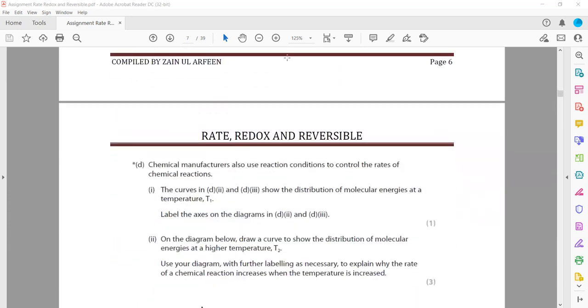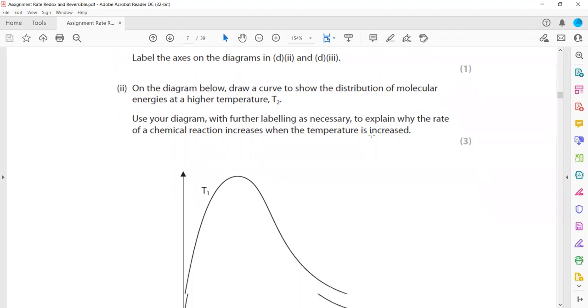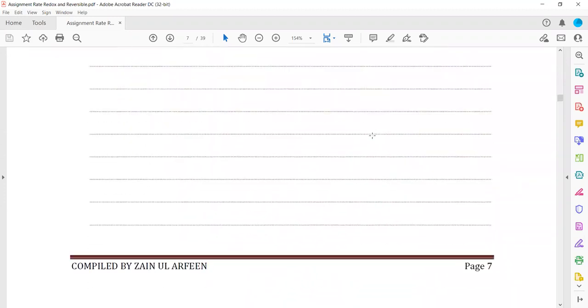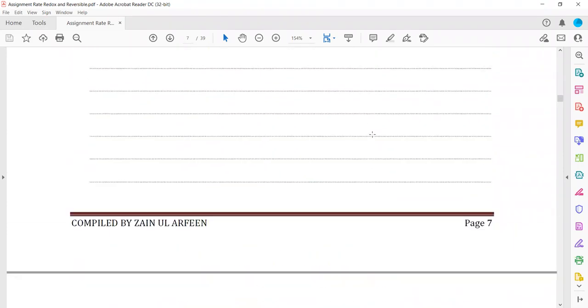The third part, chemical manufacturers also use a reaction condition to control the rate of chemical reaction. The curve in D2 and D3 shows the distribution of the molecular energy at a temperature T. Label the axis on the diagram in D2 and D3. So we have to label these axes for part D2 and D3.